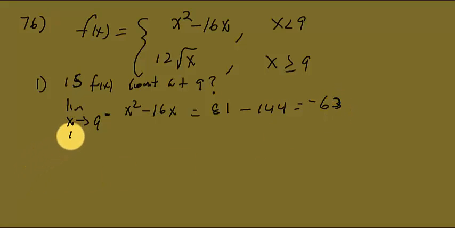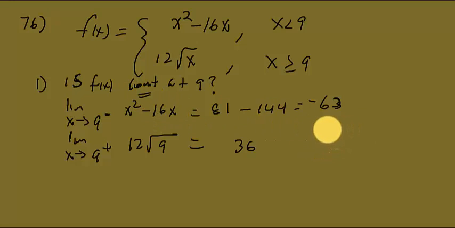Now I've got to check the limit from the right side. The limit as x goes to 9 from the right side is 12 times the square root of 9, which is 3 times 12, which is 36. Okay, so it's not continuous. Not continuous, so therefore it is not differentiable. So the game's over. If it's not continuous, it's not going to be differentiable.